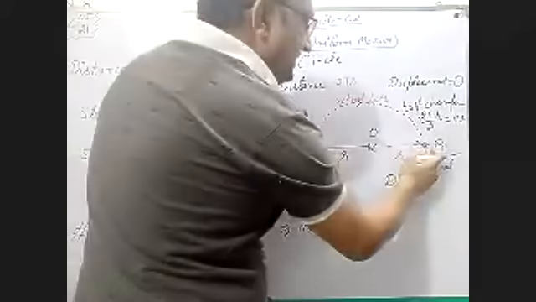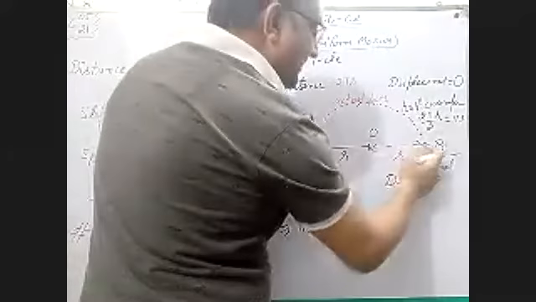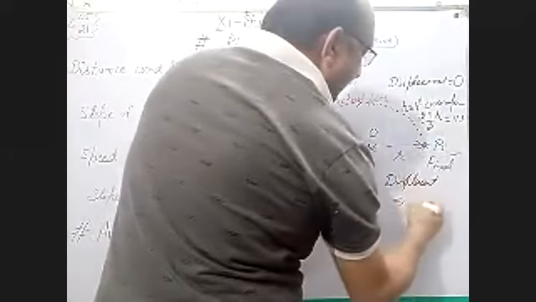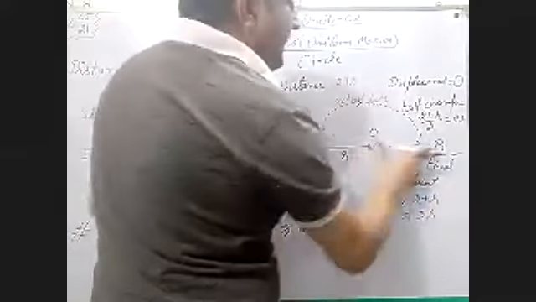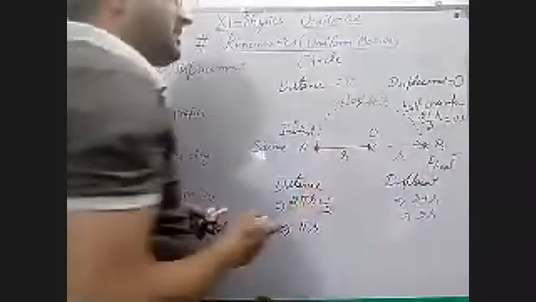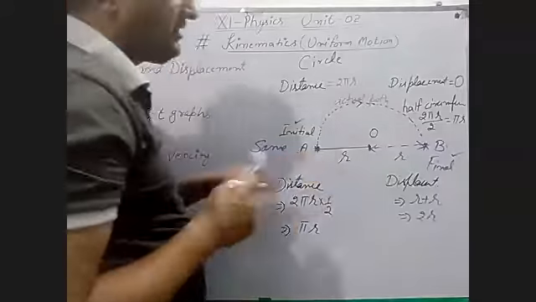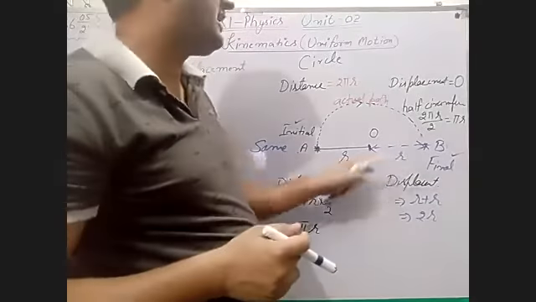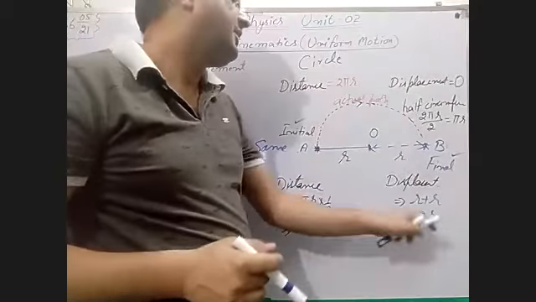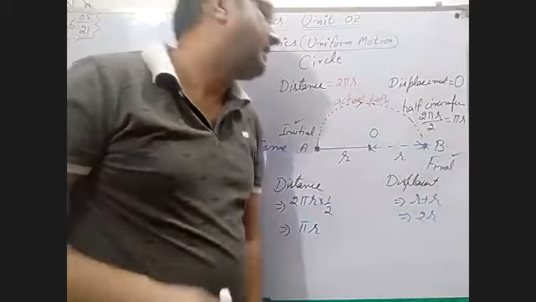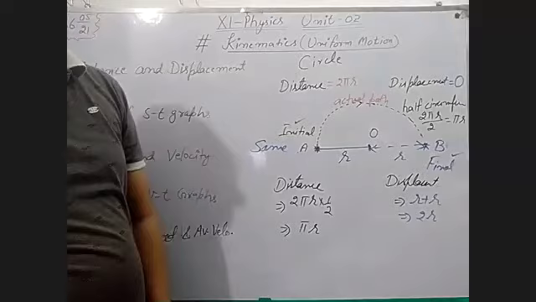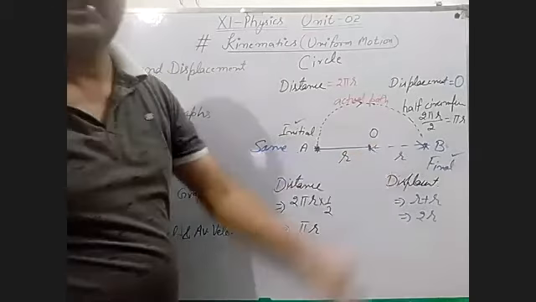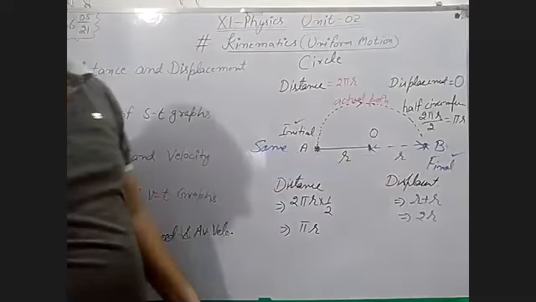And what is the value of this line? R plus R means 2R. Or we can say the diameter of this circle. Because 2R is the diameter of the circle, diameter is the displacement of this condition.